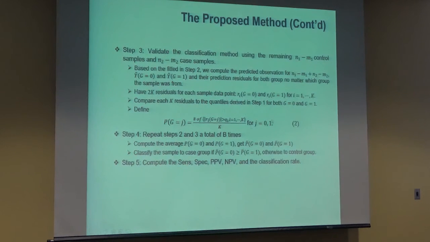Based on this, you take a vote, because here is the number of these ones. You compute the average of this and the average of this, and classify the sample as case if this one is greater than this, otherwise to the control group. This is a very robust procedure, because we not only used one time point but all the temperature time points, and then took the vote based on that to predict which is case and which is control.